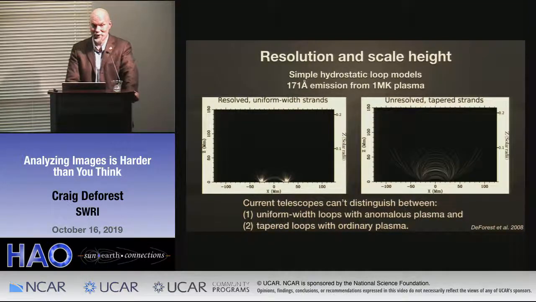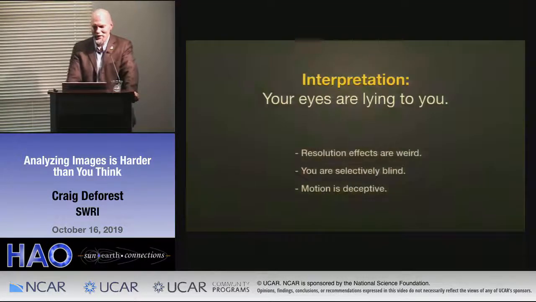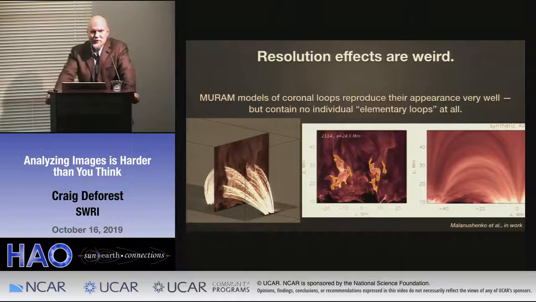I think you're leading me somewhere, but I'm going there. So this is a good segue into your eyes are lying to you. Resolution effects are weird. You're selectively blind, and motion is deceptive. So give up now. All right. So this, I think, is where Sarah may have been going. Right here in this building, Anna Malinushenko has been doing some tremendous work with the Miram code, with the output from Matthias's runs, showing if you forward model a Miram loop system, you get something that looks very much like an AIA active region. Very much like it. In fact, it's the first thing I saw that really reproduced the flavor of these loops properly.